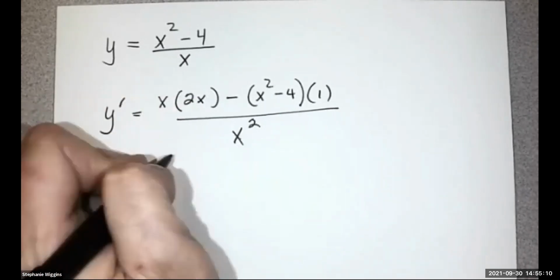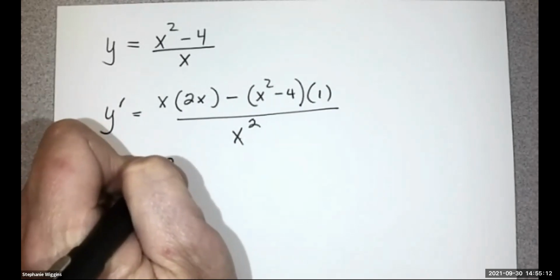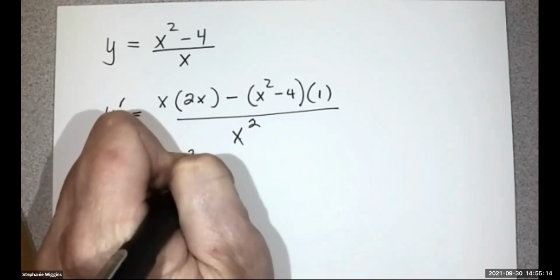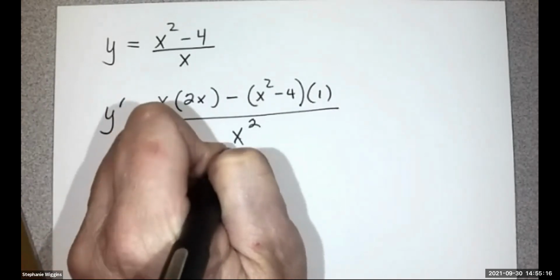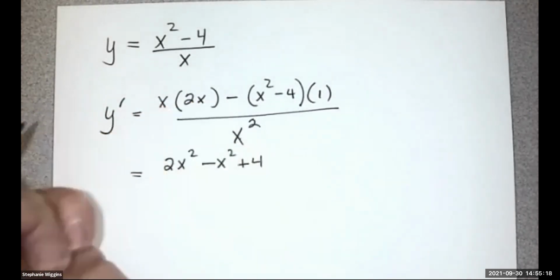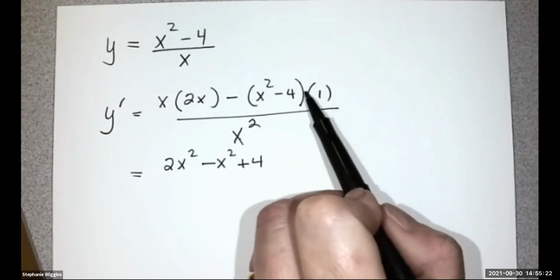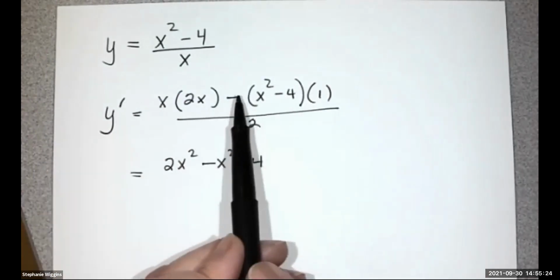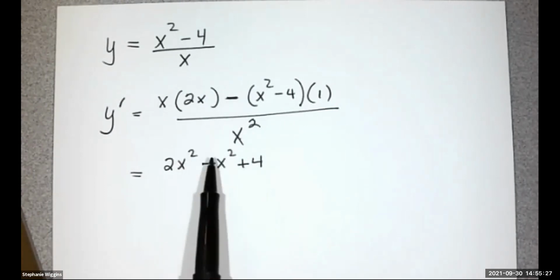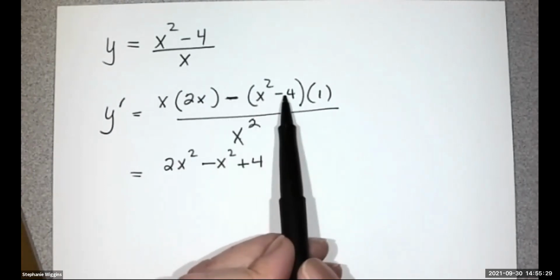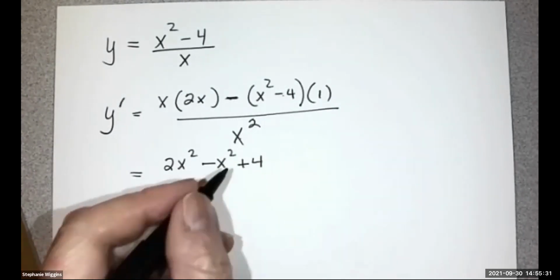And then we simplify that, we get 2x squared minus x squared plus 4. This 1 is really irrelevant because 1 times anything is just that thing. And I have to distribute this negative. So it becomes negative x squared. And then the double negative here is positive.